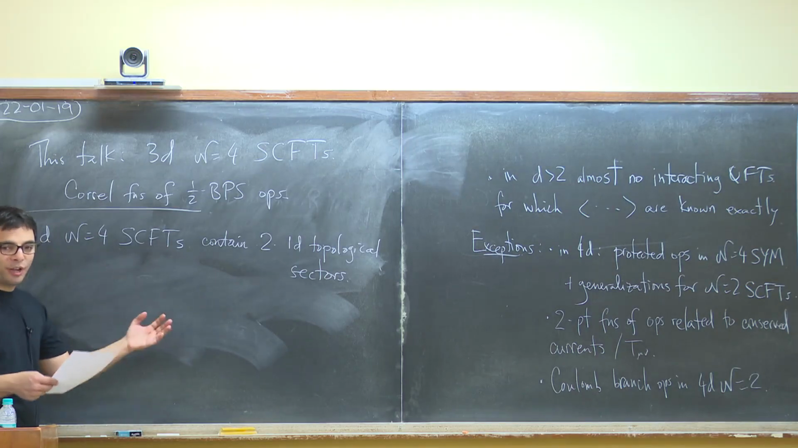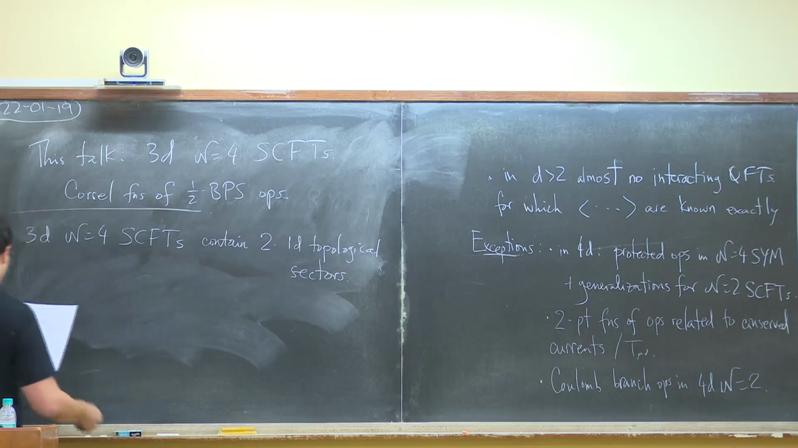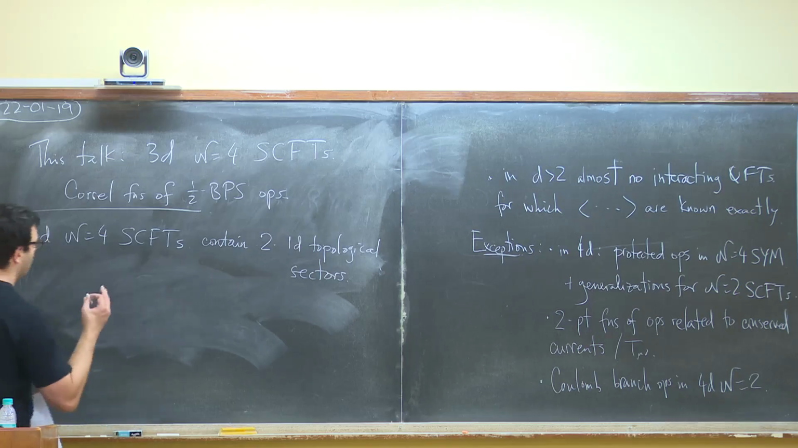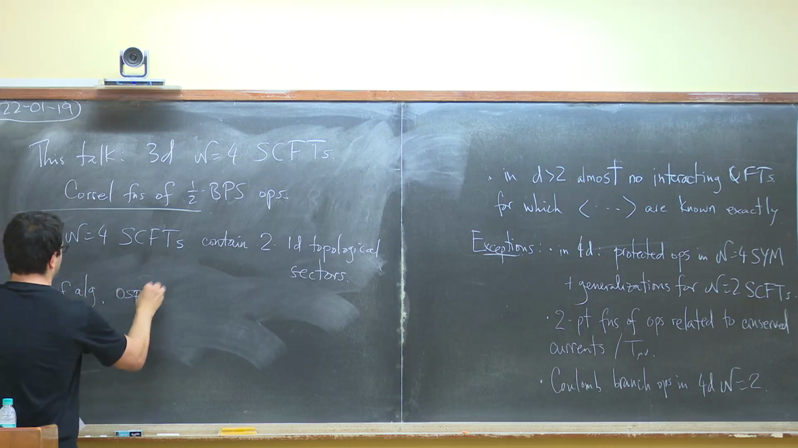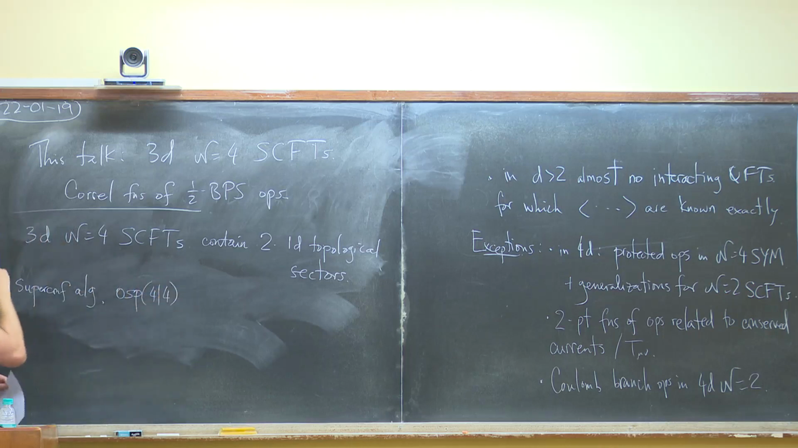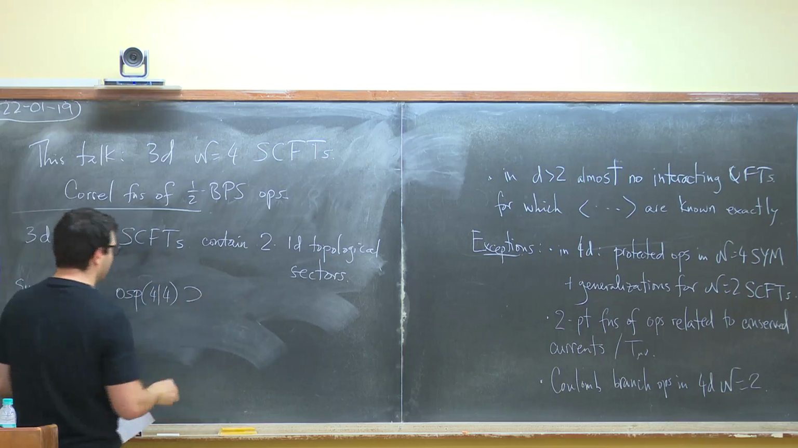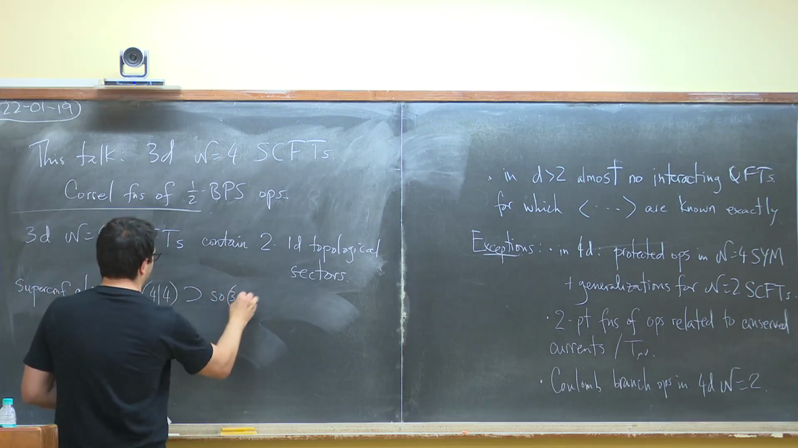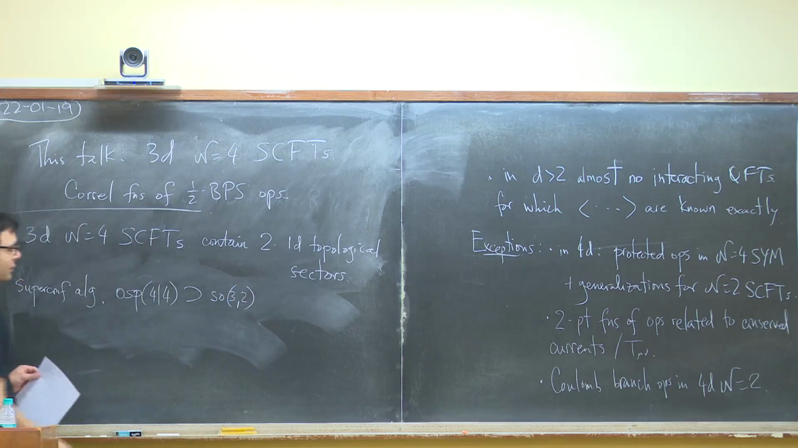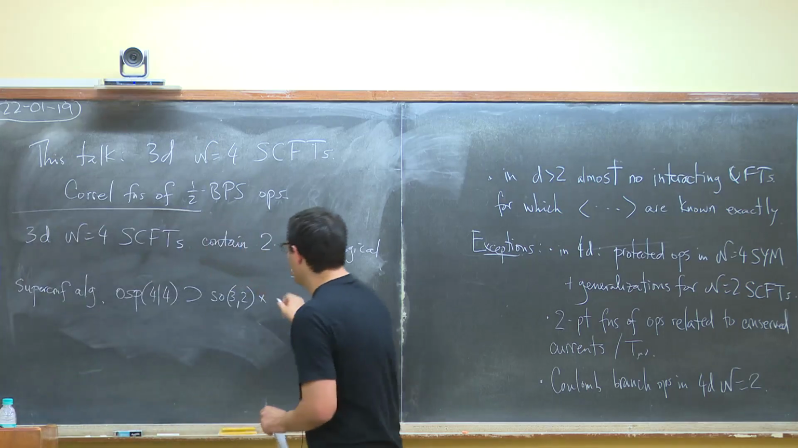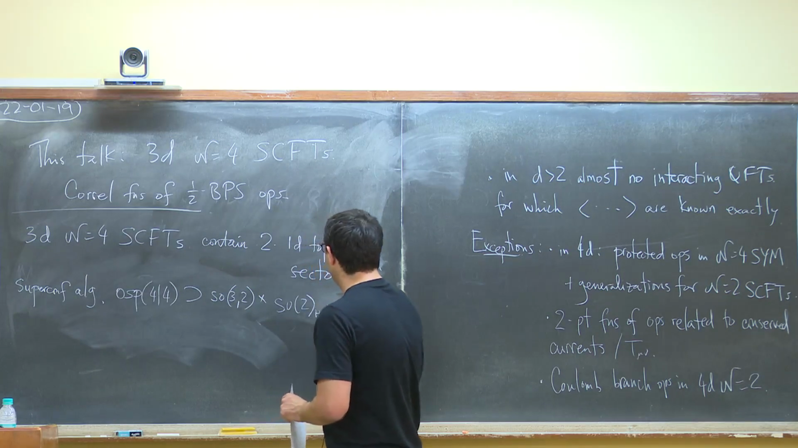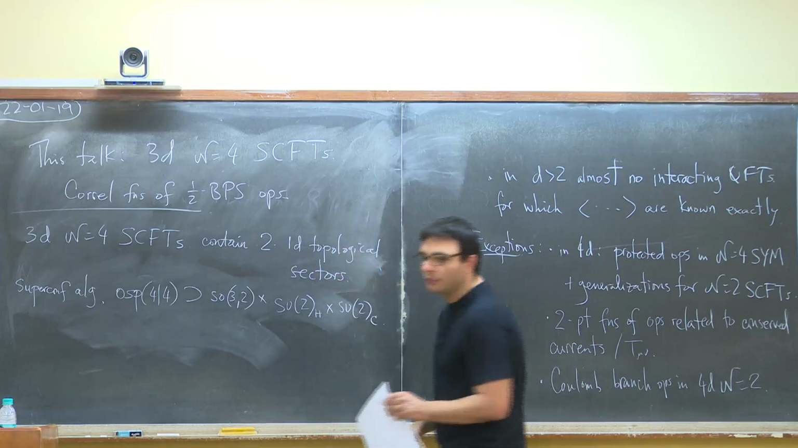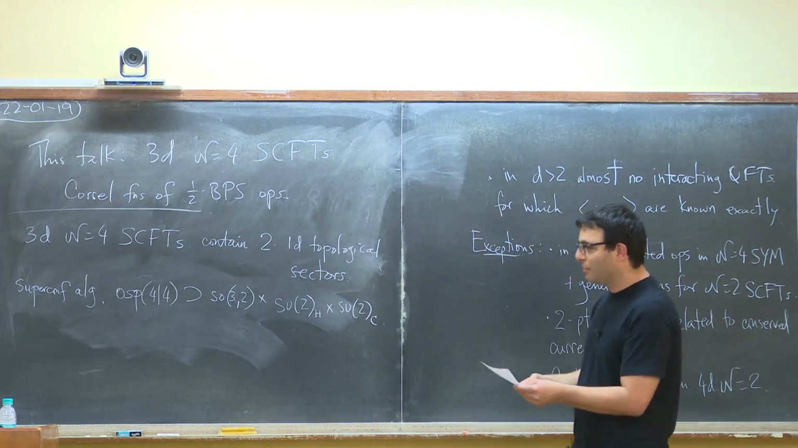So first, I'm going to explain abstractly how this works. All you need to know is that the superconformal algebra, which is OSP 4/4, that's not that important. What's important is that it has as a subalgebra the conformal algebra, which is SO(3,2) in 3 dimensions, and some R-symmetry algebra, which is SO4, and I'll write it as SU2H times SU2C. H is for Higgs, C is for Coulomb.